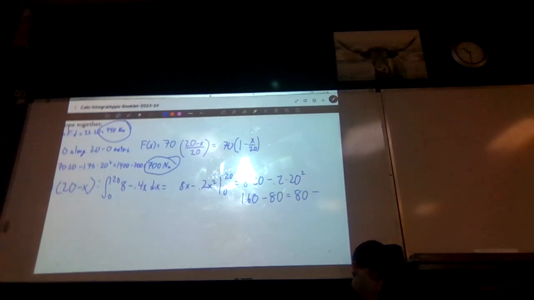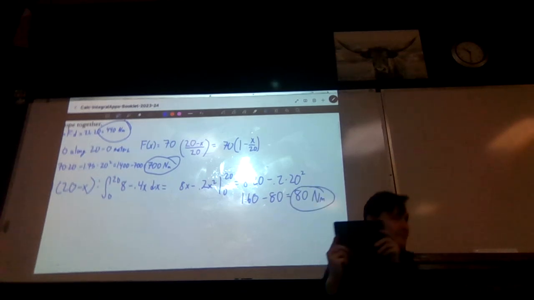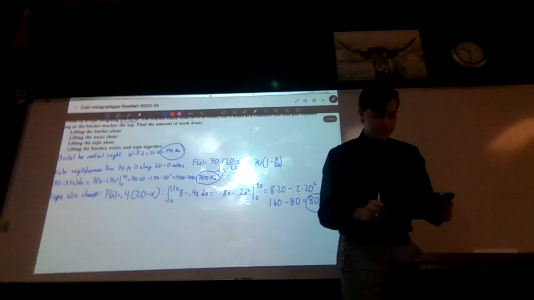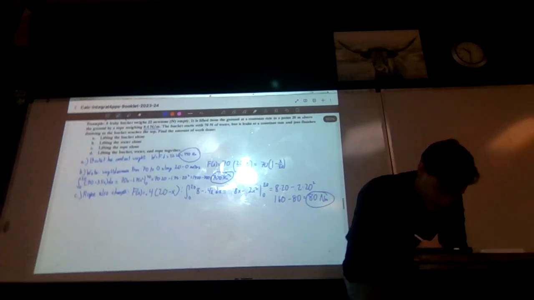Nope. Newton meters. Oh, okay. Is that how you normally draw your data? Yeah, that's how I've always done it. Really? Maybe. Why is it all cursive and wiggly? It's just how I learned.